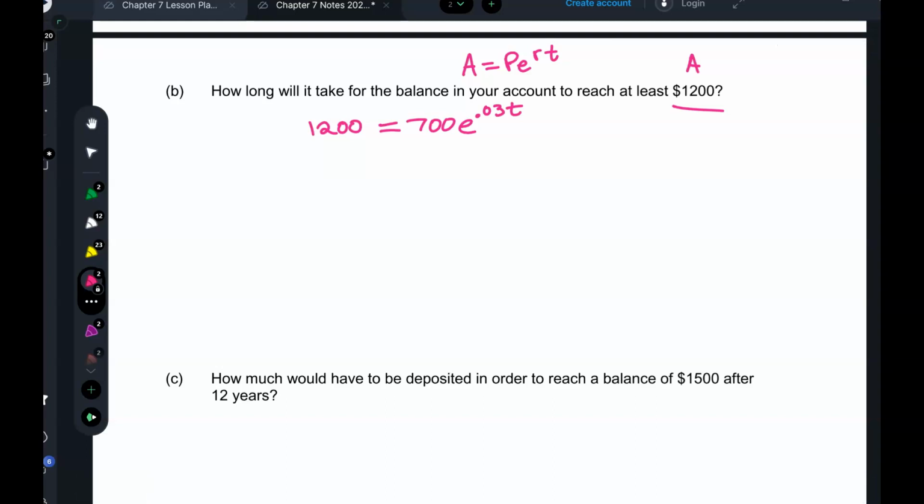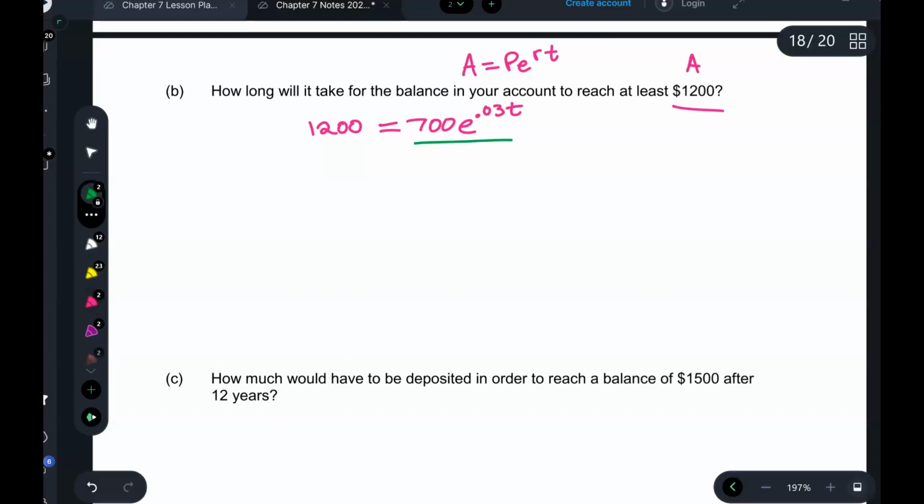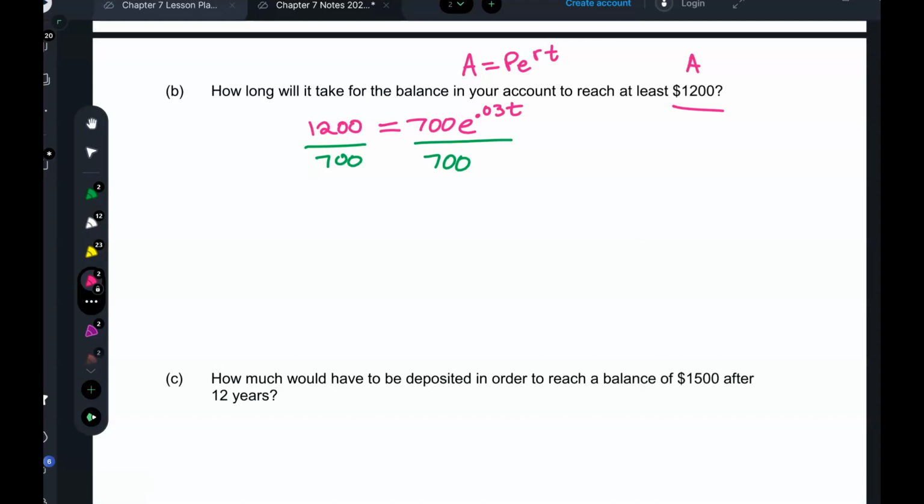Okay, so divide all that by 700, right? We're going to isolate e to the power. Can't you divide everything by it? Wouldn't it be 12 over 7?